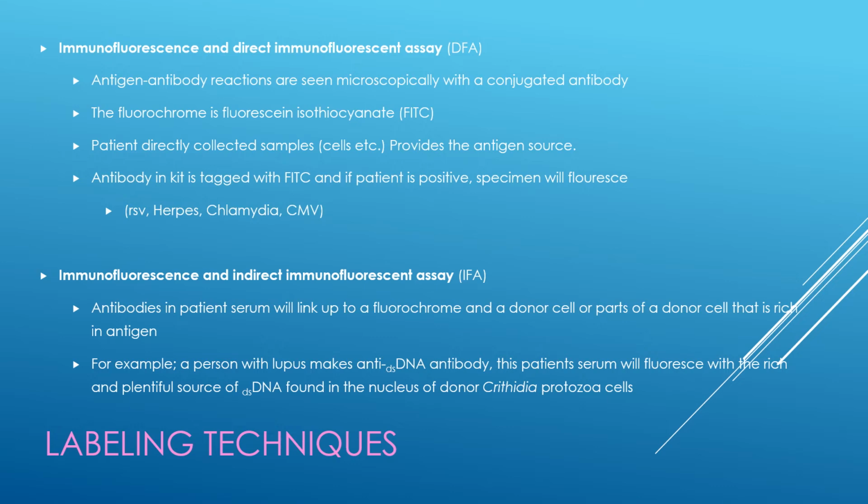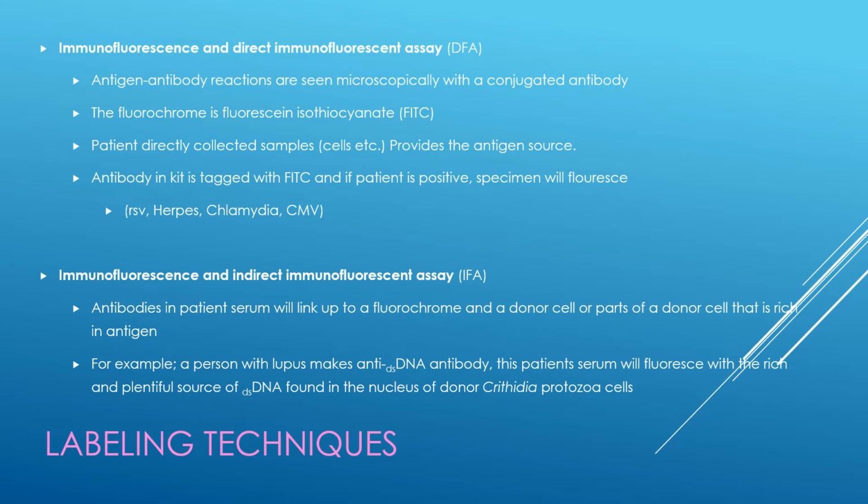We've already talked about some of these labeling techniques, but I just wanted to recap. I wanted to talk a little bit about direct fluorescent antibody testing and indirect fluorescent antibody testing. In direct fluorescent antibody testing, the antigen-antibody reactions are seen microscopically with a conjugated antibody.